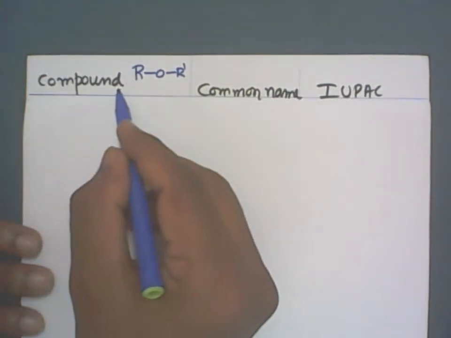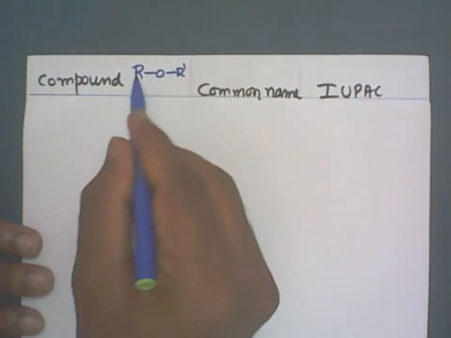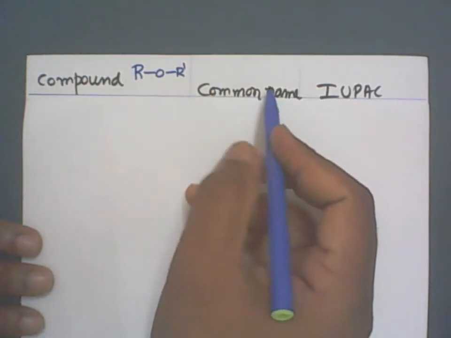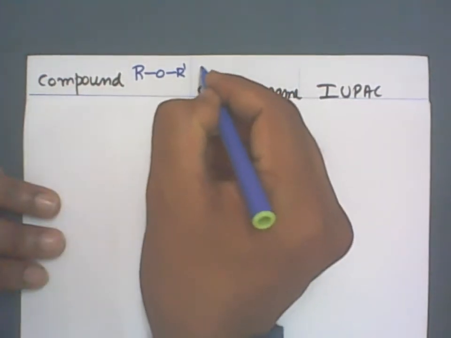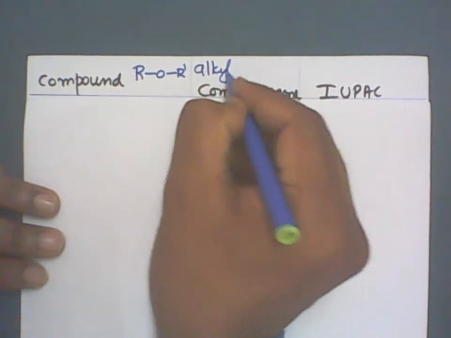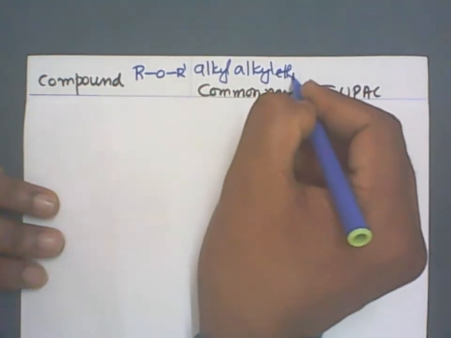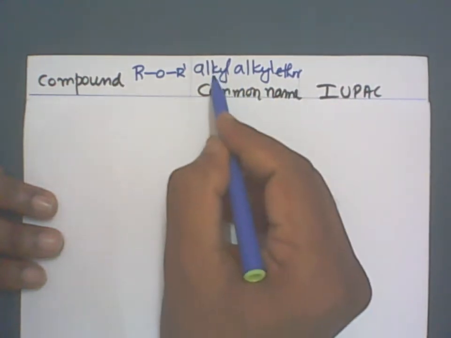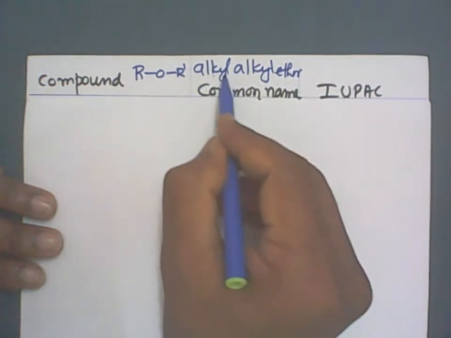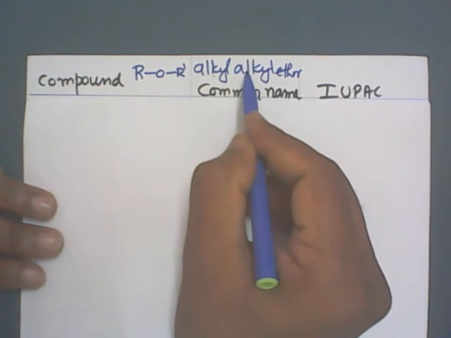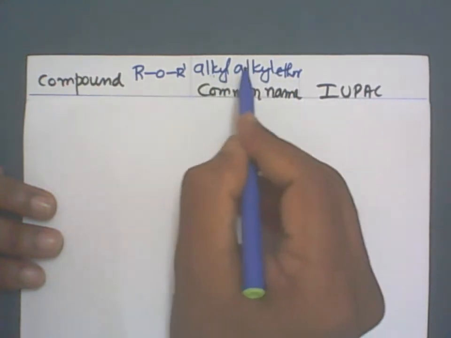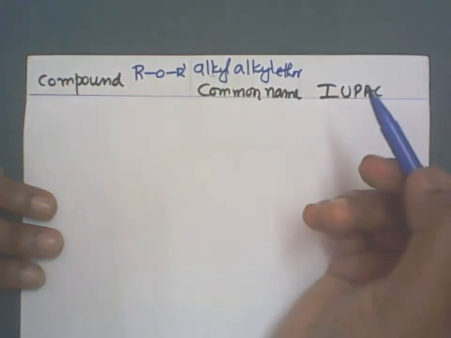The compound can be written as ROR dash. There are two alkyl groups. Therefore, the common name can be written as alkyl alkyl ether, like methyl ethyl ether. If both the groups are the same, dialkyl ether, like dimethyl ether, diethyl ether.